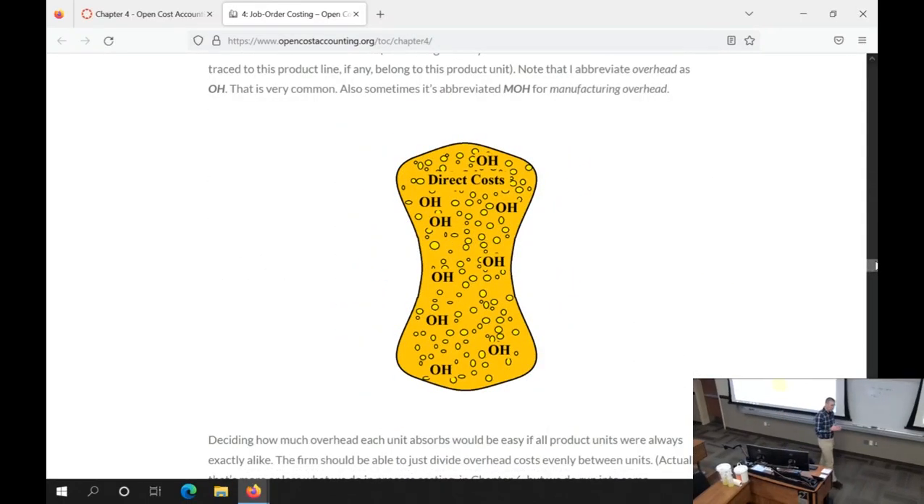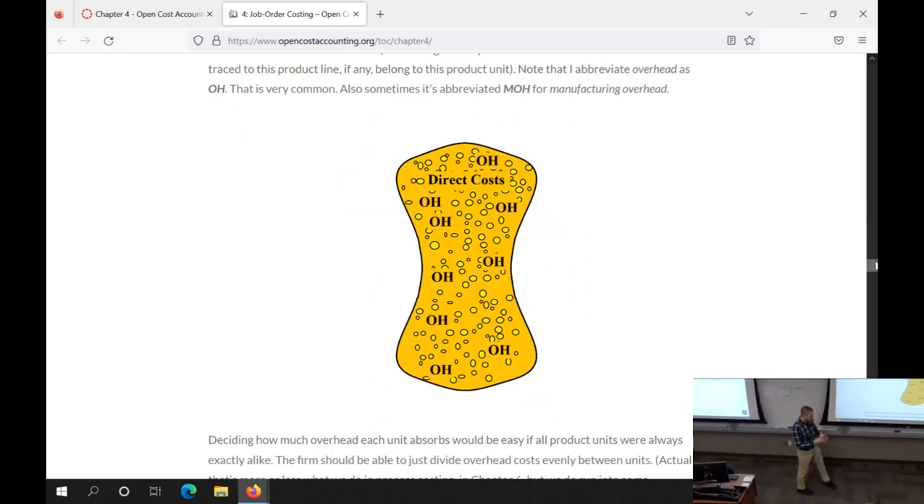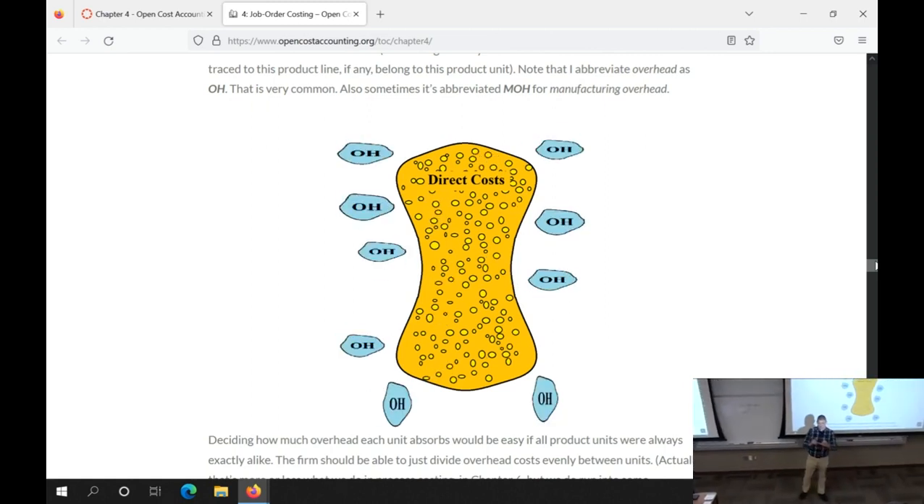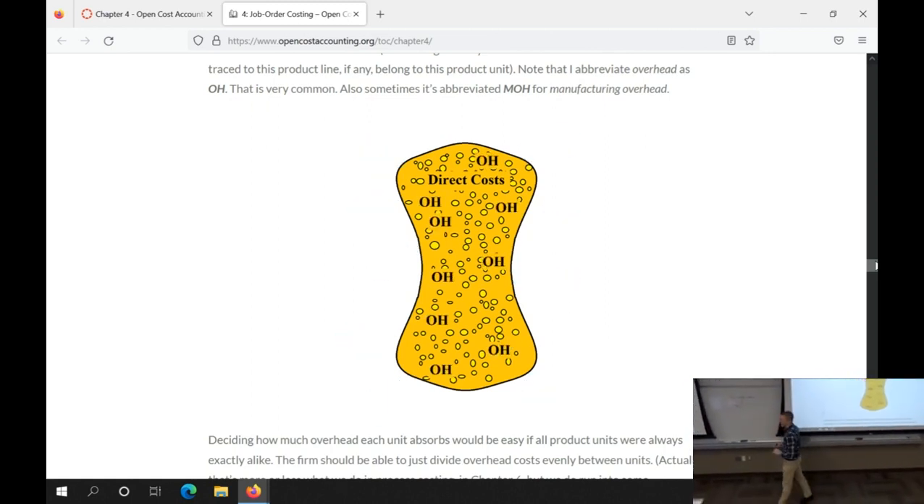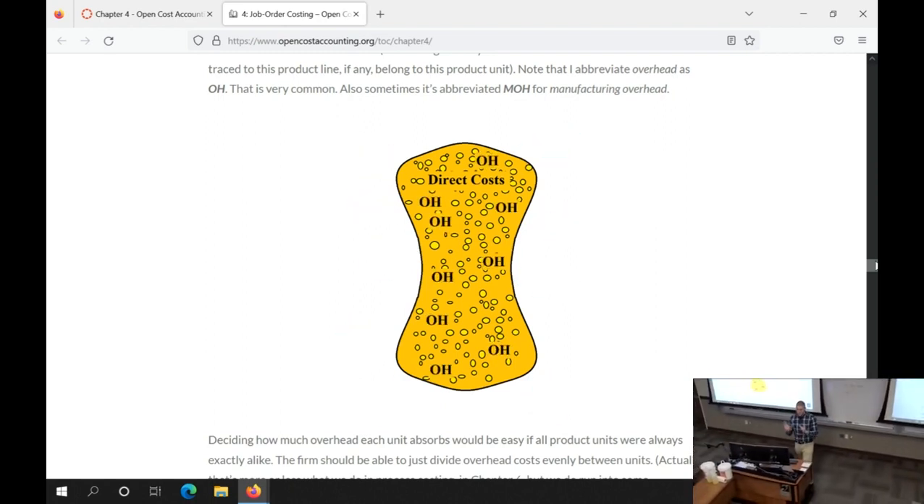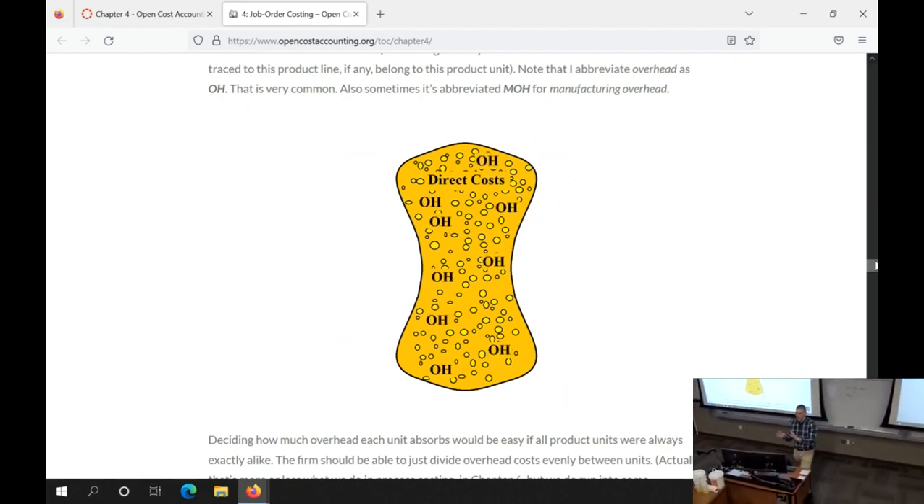All right, so we have some costs that we can trace to individual product units. We call them cost objects. Cost object is a very general term, so you could technically place the cost object anywhere in the firm. It's a very academic way of looking at it. It says, basically, we're defining whatever it is we're looking at. Are we looking at the department? Okay, that's the cost object now.